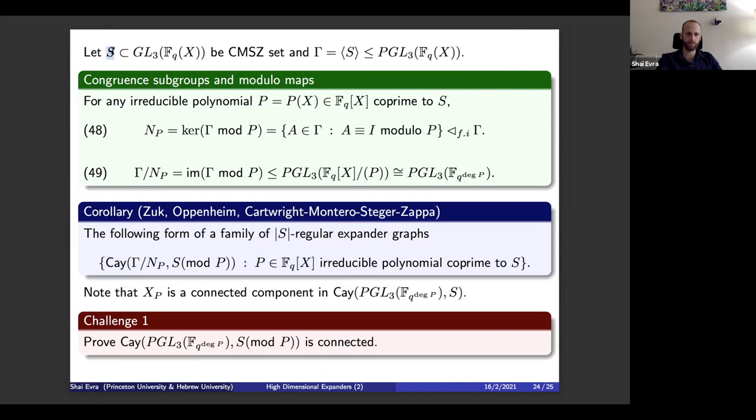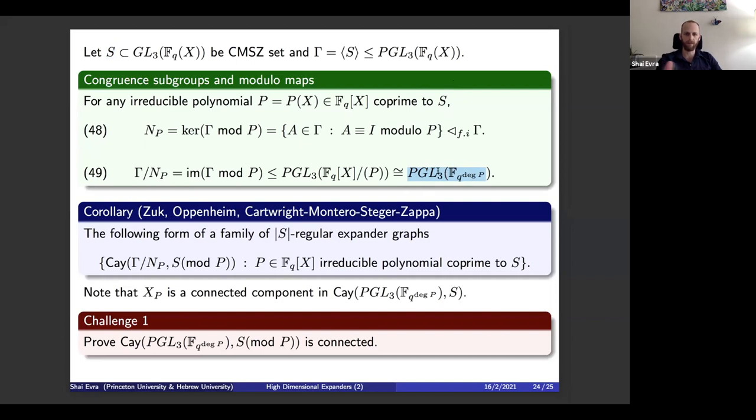Once you have one such set satisfying the Zhuk criterion, you have a lot of graphs with this exact generating set. The graphs come from taking the group or the generating set modulo some polynomial, and this tells you that you can essentially think of your finite groups as sitting inside the group PGL3 over a finite field extension of F_Q, and the elements of the set S also live inside this finite group, assuming some mild condition on the polynomial.